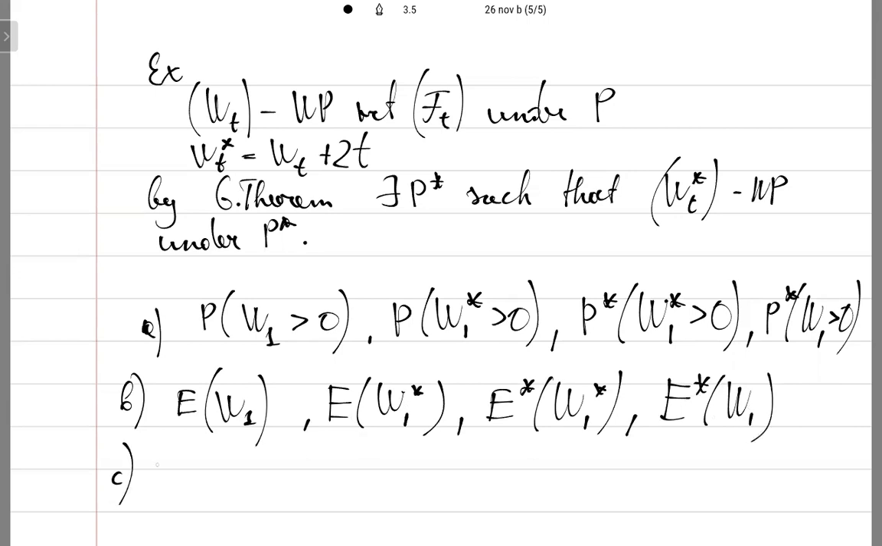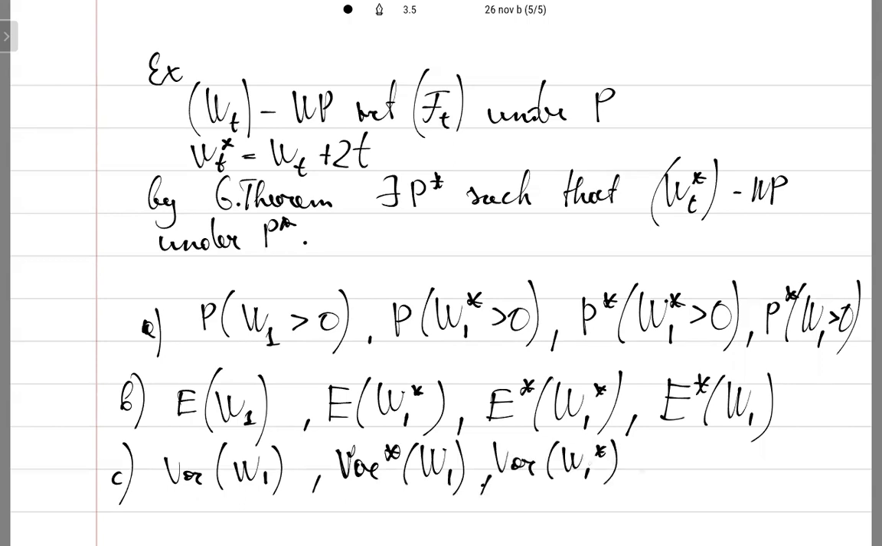And C, calculate, let's say, the variance of W1, variance star of W1, variance of W1 star, and variance star of W1 star. I think that's enough to feel the difference. Okay, let's go on.